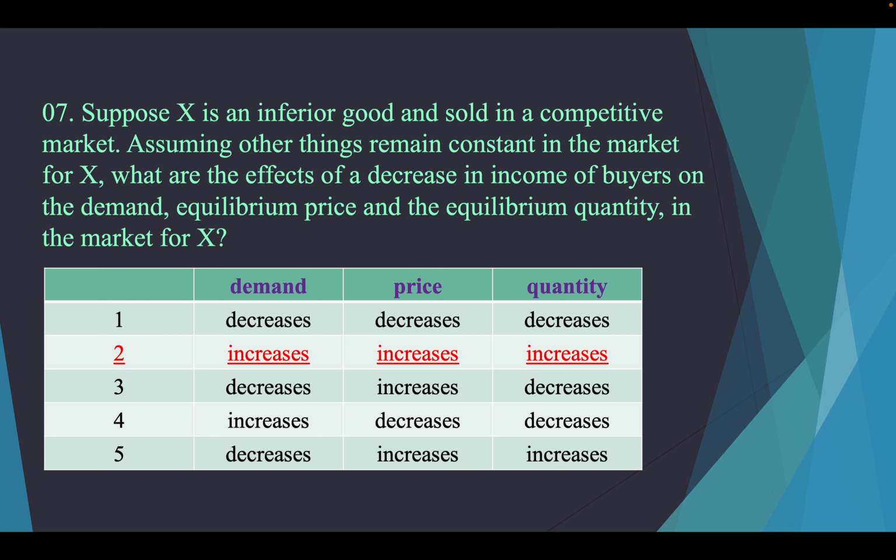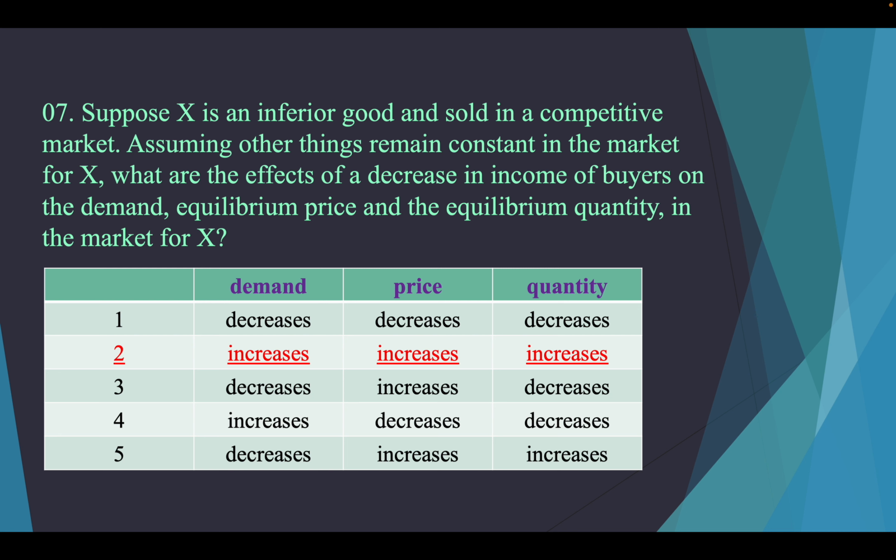So here they mention an inferior good, and a decrease in income of buyers. When the income of the buyers decreases, since there is a negative relationship, the demand increases. That is why their demand increases. Then when demand increases, you demand, I also demand, like that. You demand for 100 rupees, I demand for 500 rupees, like that.